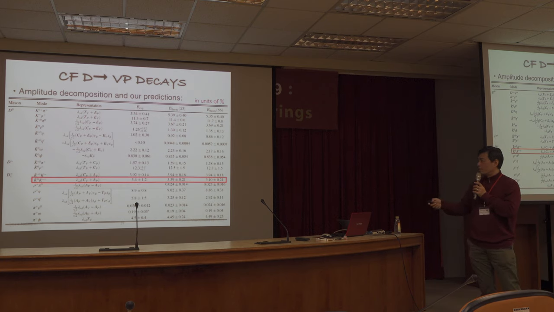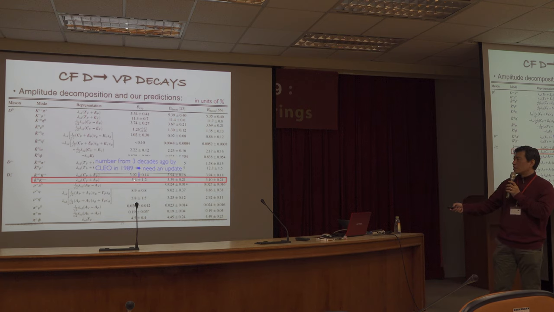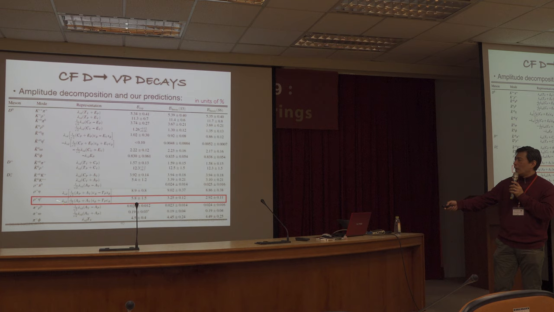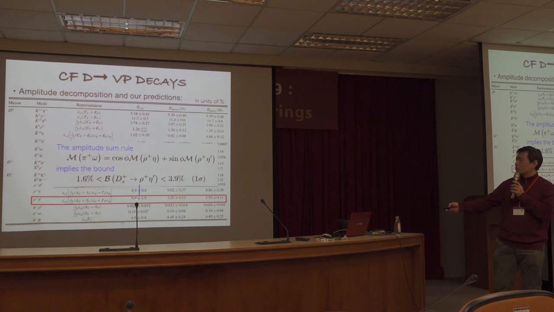Okay, and so based on the fits, we made predictions. First, for the Cabibbo favored modes, we found that this is the data, and this is our prediction. It's different. The reason, we think, is that this was measured a long time ago, about 30 years ago, so we think this number should be updated. Maybe it will agree with our prediction. We'll see. And for this decay mode, again, our prediction is smaller than that. But based upon some amplitude rule among three of the decay modes here, we made a conservative prediction that the branching ratio should be between these two values. So again, you see this central value is bigger than our upper bound, although there's a big error here.